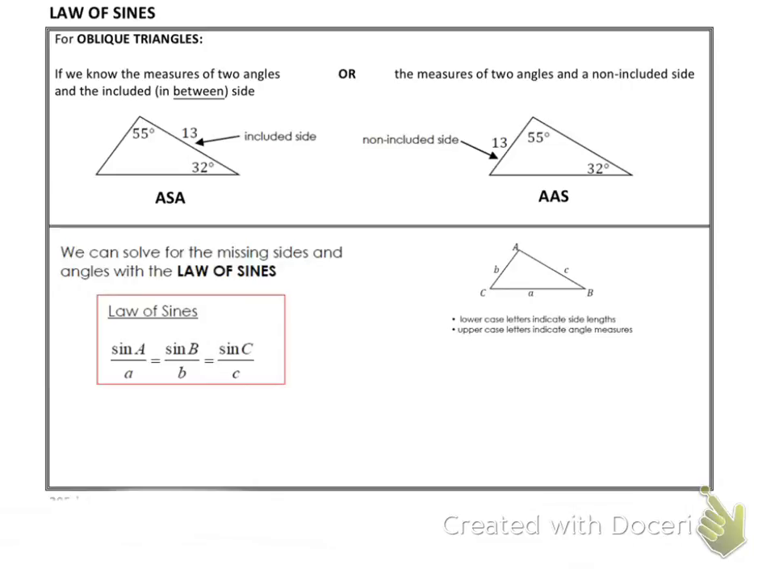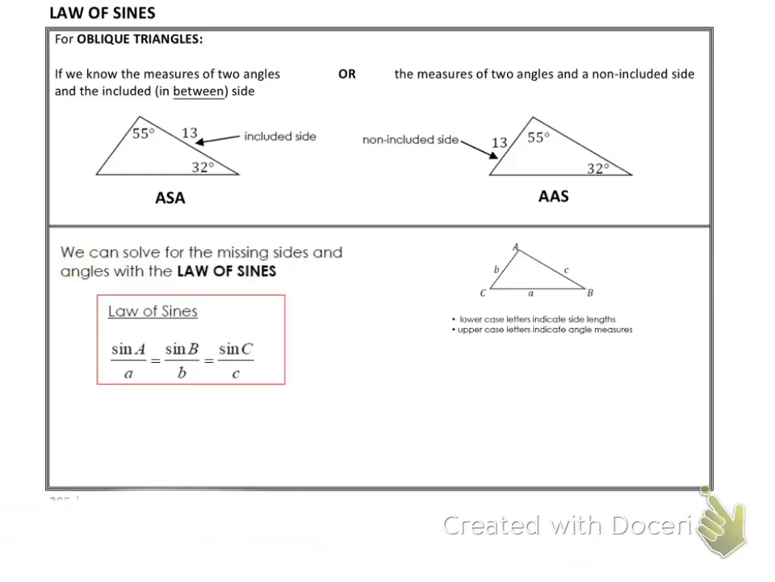The law of sines says, if I take the sine of the angle over that side opposite, that's going to equal the sine of another angle divided by the side opposite that angle, which is also equal to the sine of that third angle over the side opposite that angle. So just remember, lowercase is the side, uppercase is the angle. Now this is pretty cool, and it works out really well when we're solving these triangles. Before we get into actually solving these triangles, I'm going to rewrite this a bit.